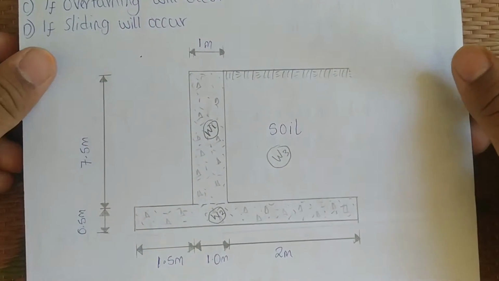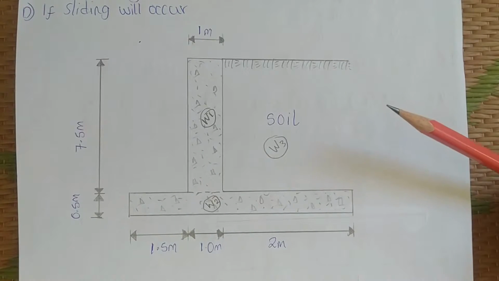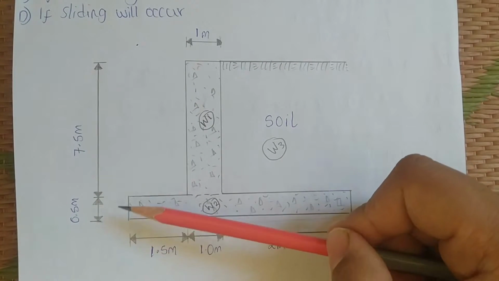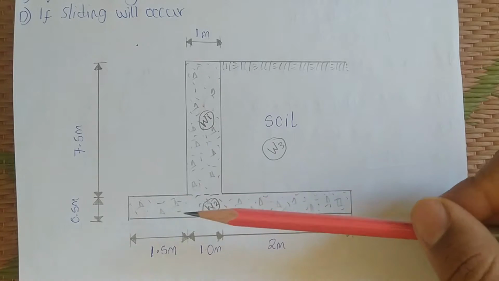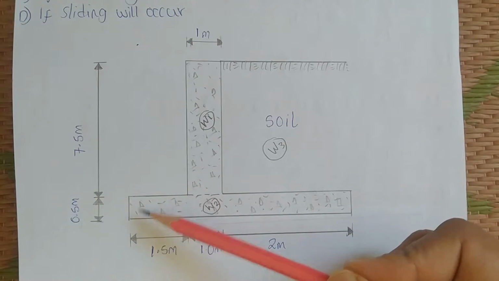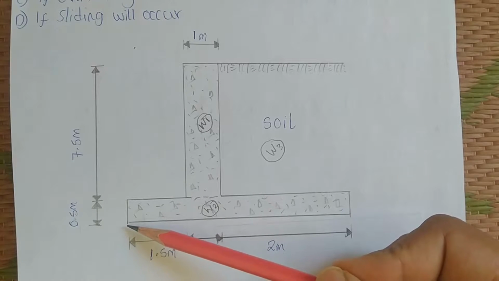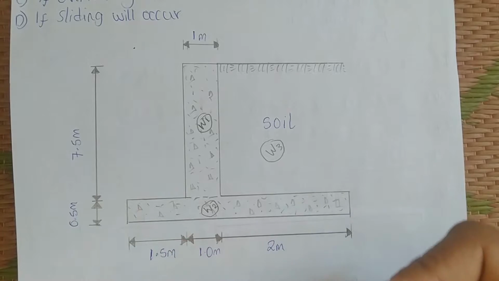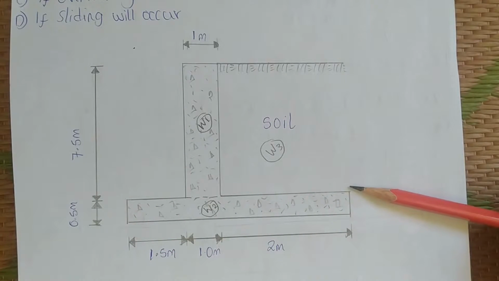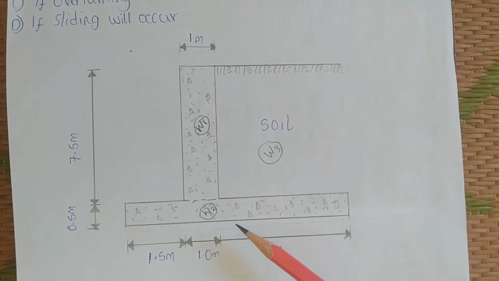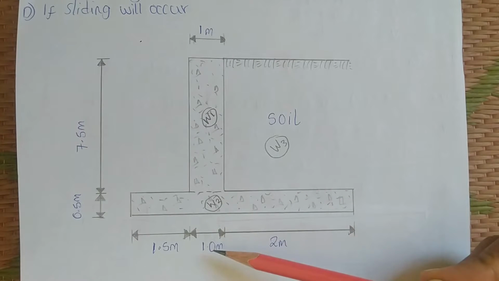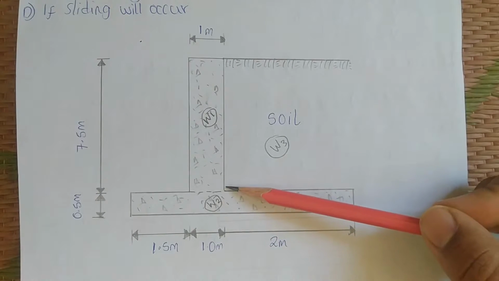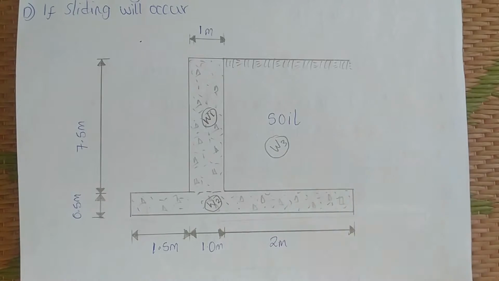So let us interpret the diagram. The length of the stem from the base is 8 meters, so we'll add 0.5 plus 7.5, that is 8 meters. The thickness of the slab is 0.5 meters. This will be our toe, and this one will be our heel. This is the base slab, and the distance from here to here is 1.5 meters. The thickness of the stem is 1 meter, and the distance from this point to this point is 2 meters.